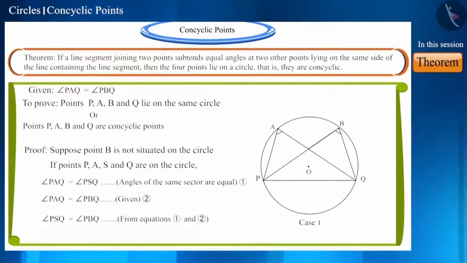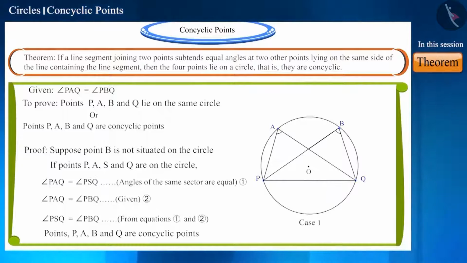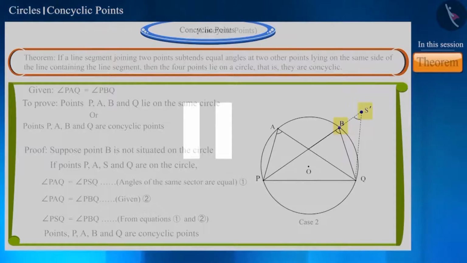Therefore, we can say that point B is situated on the circle passing through points P, A and Q. So, these 4 points P, A, B and Q are concyclic. Similarly, point S dash will also coincide with point B. Repeating the same process, you can pause the video and prove this.